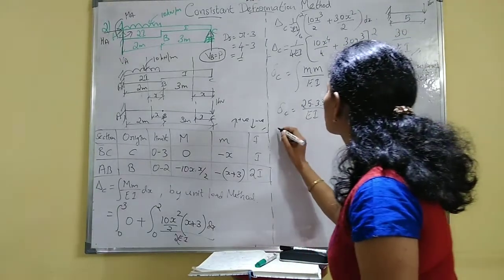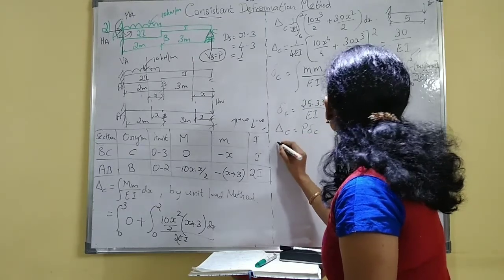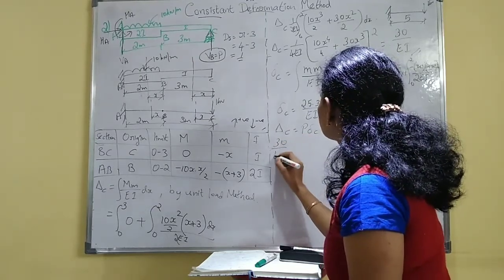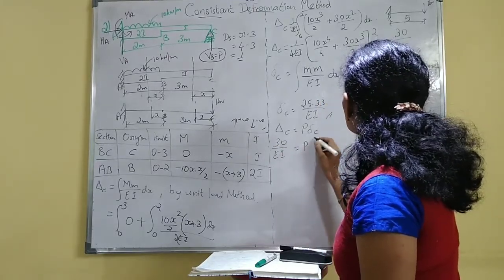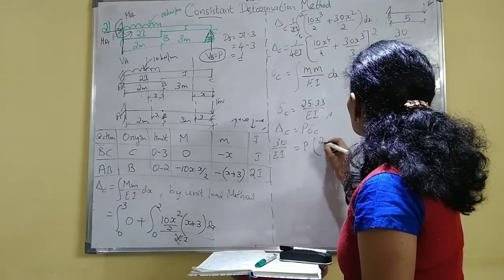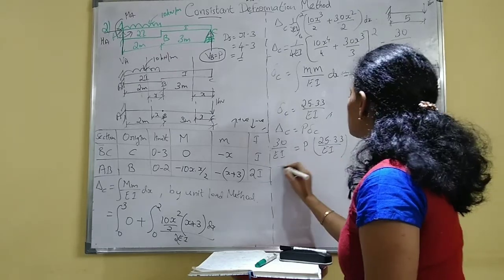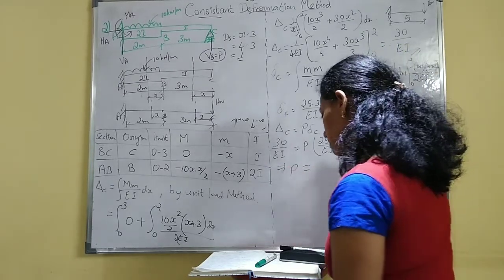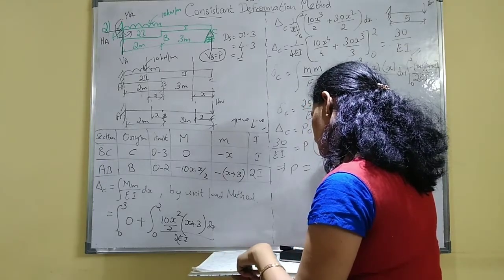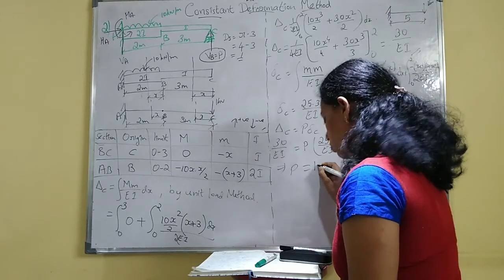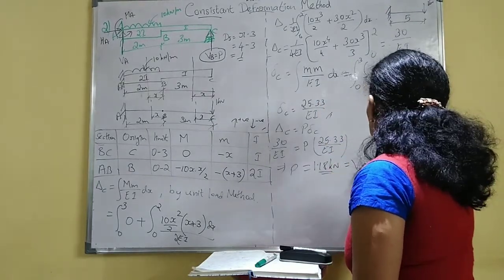So the next step is delta C equals P into delta C. So delta C is 30 by EI equal to P, where the delta C is 25.33 by EI, which implies P is equal to, after simplification, 1.18 kilonewton, which is equal to Vc.